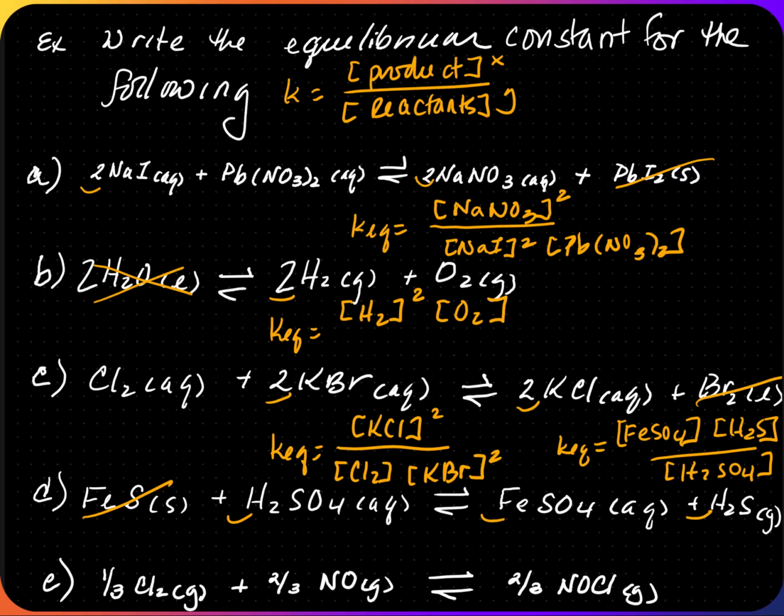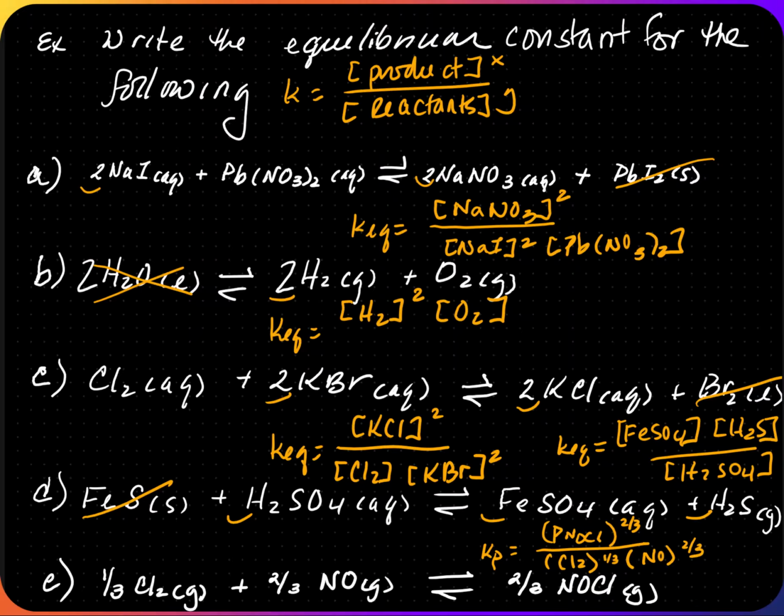For E, you could do Kp or Kc because they're in gas state. I'm going to do Kp here. So if I write it as Kp, all of these are included because they're all in the gas state. That's going to be partial pressure of NaCl, parentheses, to the 2/3 power, divided by Cl2 to the 1/3 power, times NO to the 2/3 power.